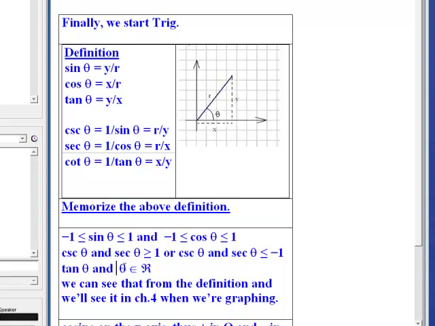The tangent and the cotangent are simply anywhere in the realm of the real numbers. So they could have any values. You can see that the y could be relatively small and the x could be large, and so we come up with a small number. Or the y could be relatively large and the x is relatively small and we come up with a large number. Or one of them is in the negative and we come up with a small negative number or a large negative number. We will also see that later on when we're graphing.